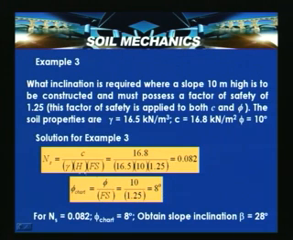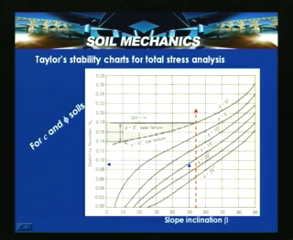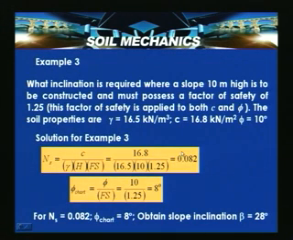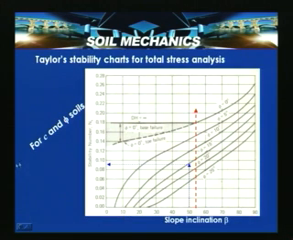So, now having known the stability number 0.082 and phi equal to 8 degrees, you can get the slope inclination as 28 degrees. From this chart again, the same chart shown here, for Ns equal to 0.082 and phi equal to 8 degrees, we can calculate the slope inclination. Somewhere around here, 0.082 and 8 degrees, beta equal to 28 degrees can be obtained with the base failure, which is shown here.